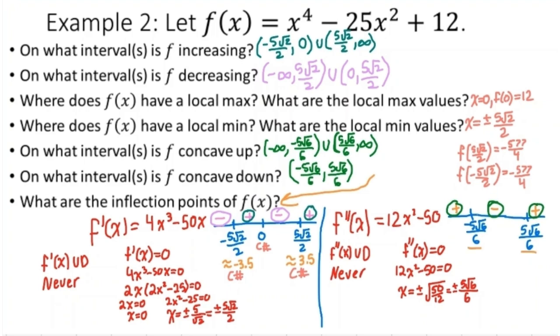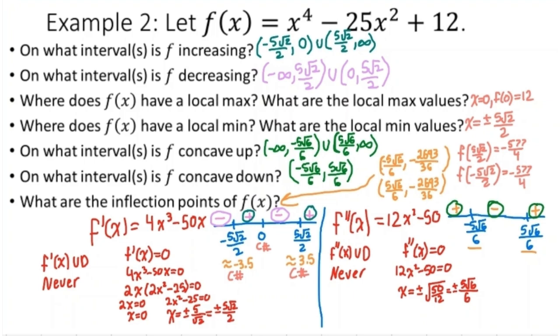Both of our partition numbers for the second derivative are in the domain of f of x. Since f of x is a polynomial, we'll have two inflection points. The x-coordinates of our inflection points would be negative 5 root 6 over 6 and 5 root 6 over 6. As for the y component, we'll obtain those by plugging negative 5 root 6 over 6 and 5 root 6 over 6 into the original function f of x. And both of them would have a y component of negative 2,693 over 36.